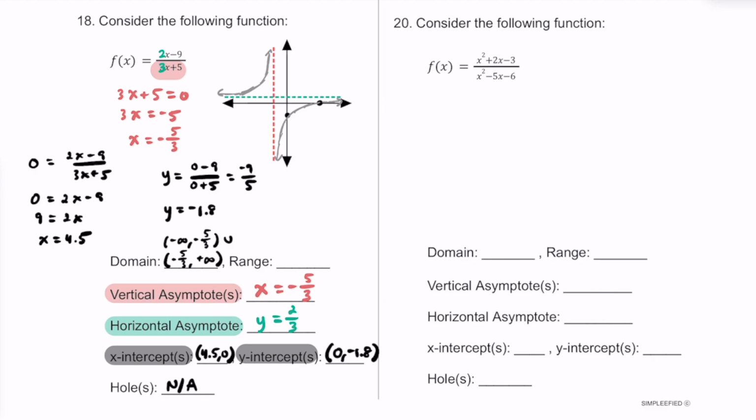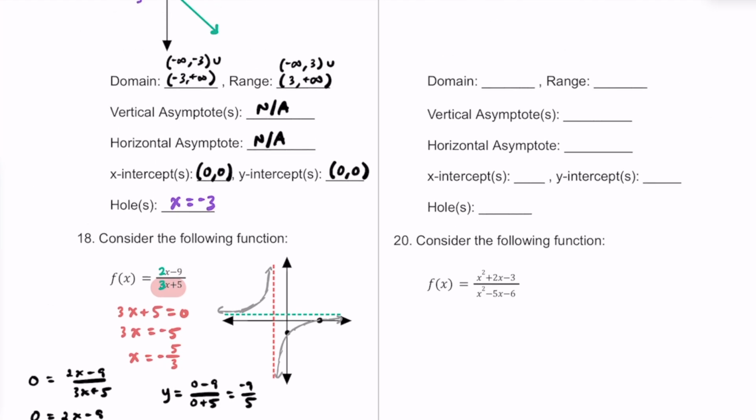As for the range, it looks like we can have any y value except for the horizontal asymptote value of y is equal to 2/3. So for the range, it looks like everything's good from -infinity up until 2/3. It's going to take a pause at that horizontal asymptote. Then it's going to go ahead and continue after 2/3 up to +infinity.